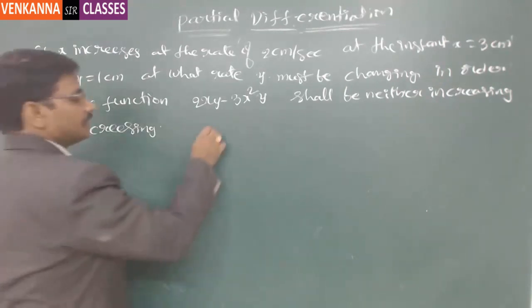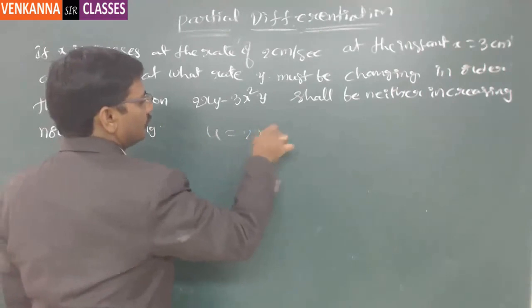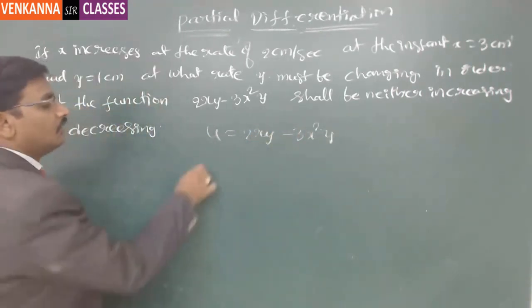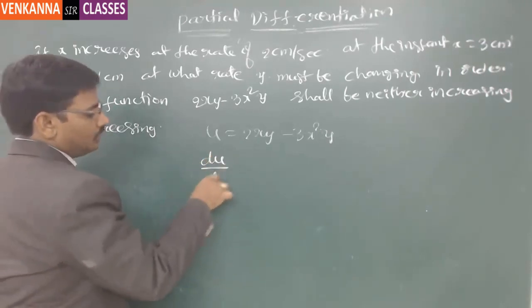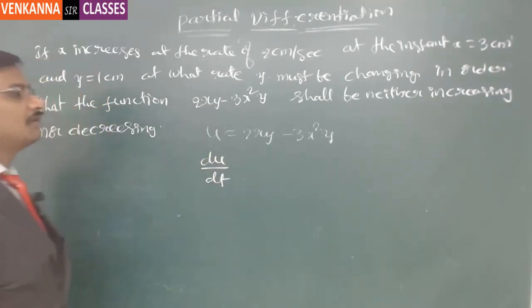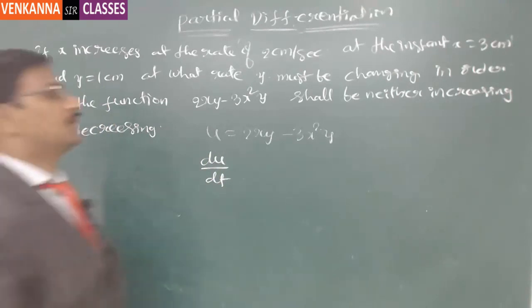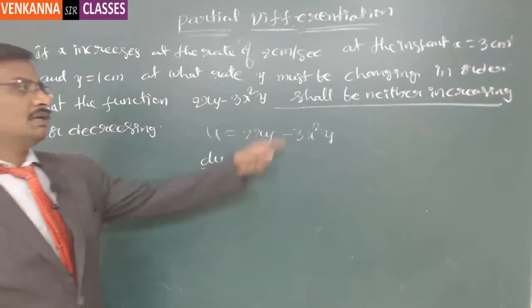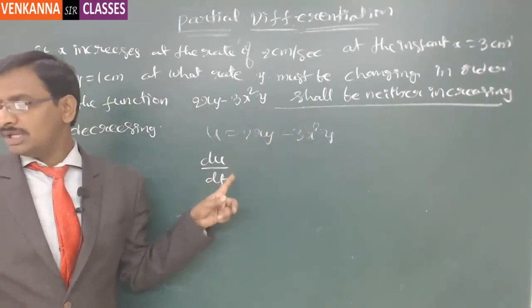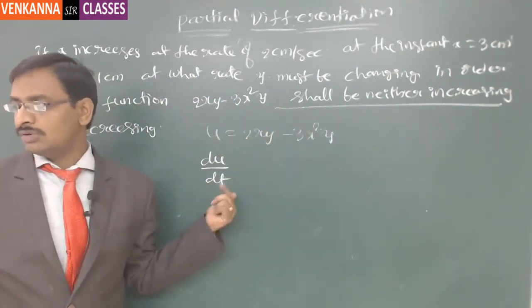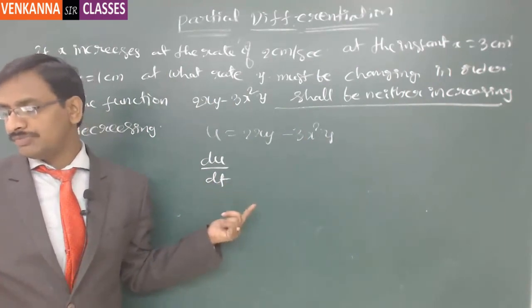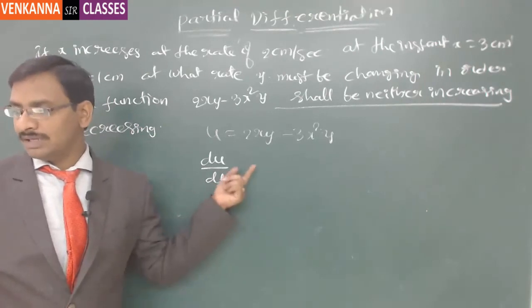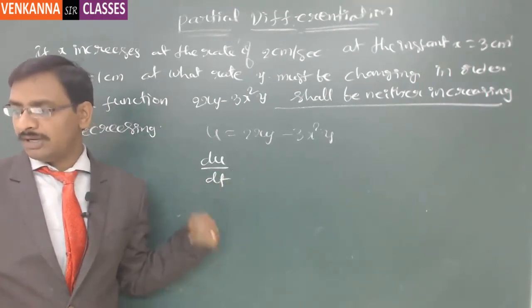See this, the function u is equal to 2xy minus 3x square y. So this is the function value. Now we will find out the total derivative du by dt. Why we are finding the total derivative is because he has given an important statement: it shall be neither increasing nor decreasing. Based on that, if you do the derivative with respect to time, then you are going to get maybe a positive value or maybe a negative value or maybe 0. If it is 0, neither increasing nor decreasing. If it is a positive value, it will be an increasing function. If it is a negative value, it will be a decreasing function.